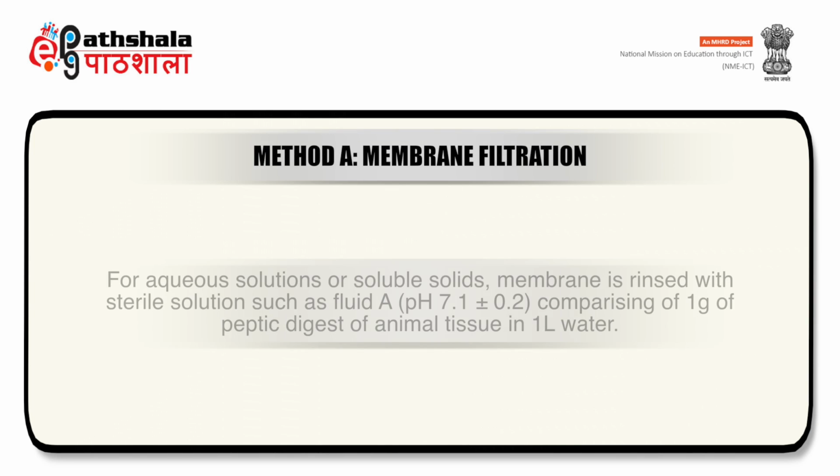For aqueous solutions or soluble solids, the membrane is rinsed with a sterile solution such as fluid A, comprising 1 gram of peptic digest of animal tissue in 1 liter of water.